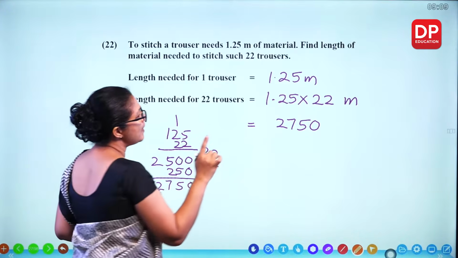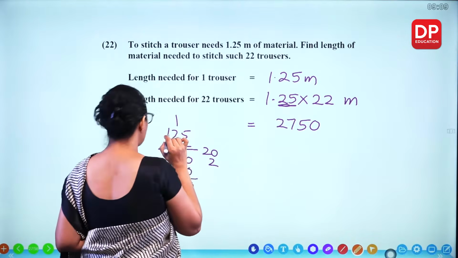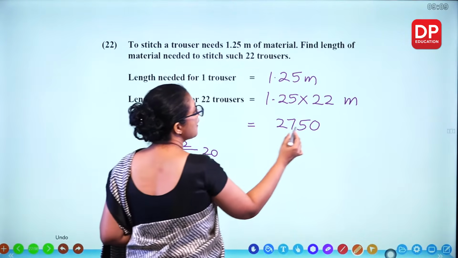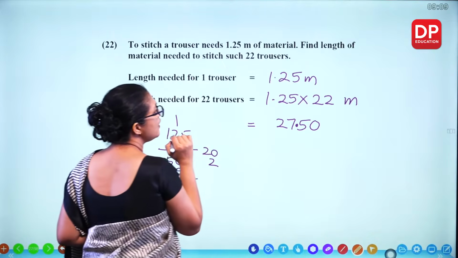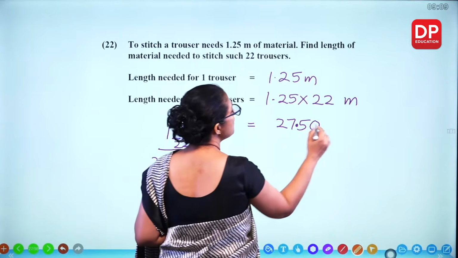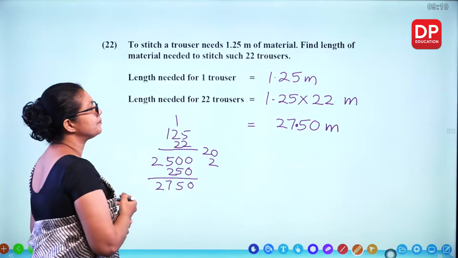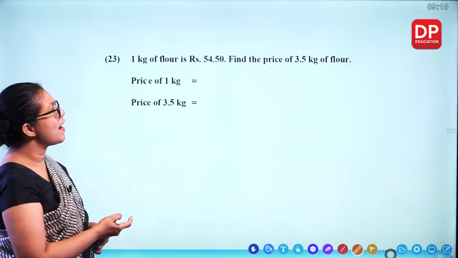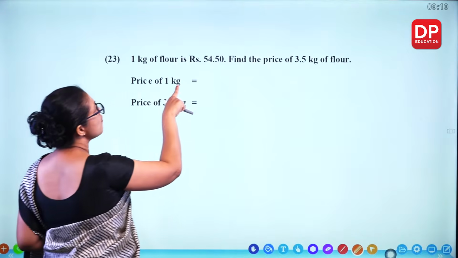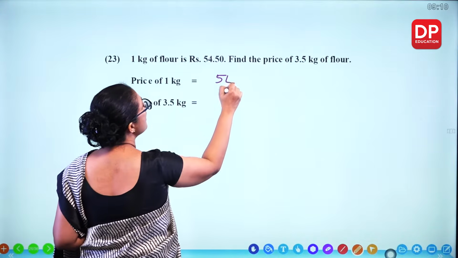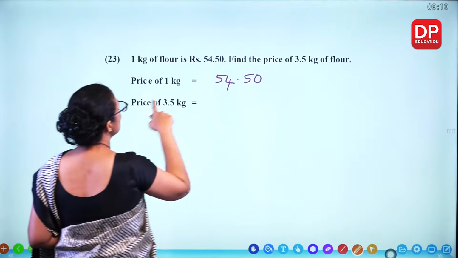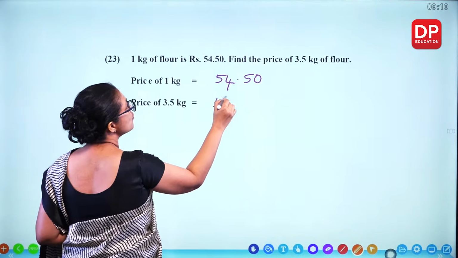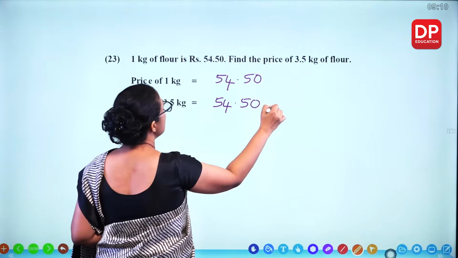Now, how many places do we have to keep? 2 places we have to keep. 2 places means, what's the value? 27.50 meters. 1 kilo of flour is 54.50, which means 54 rupees and 50 cents. Find the price of 3.5 kilos of flour. What is the price of 1 kilo? 54.50. So for 3.5 kilos, you need to multiply this by 3.5.